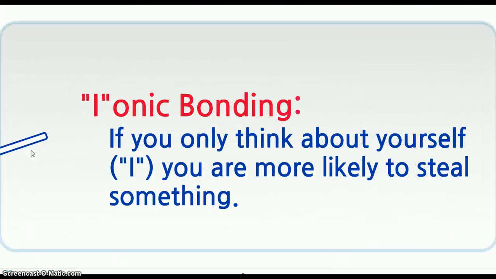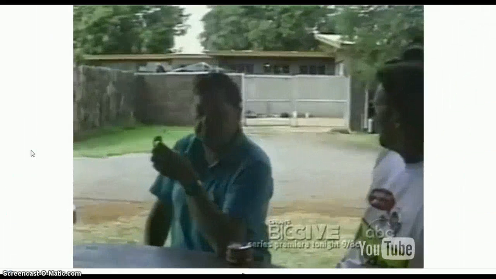So now let's move on to ionic bonding. So if you think only about yourself or I, you're more likely to steal something. And remember, ionic bonding is all about stealing of electrons. So here's some animals which know all about stealing.